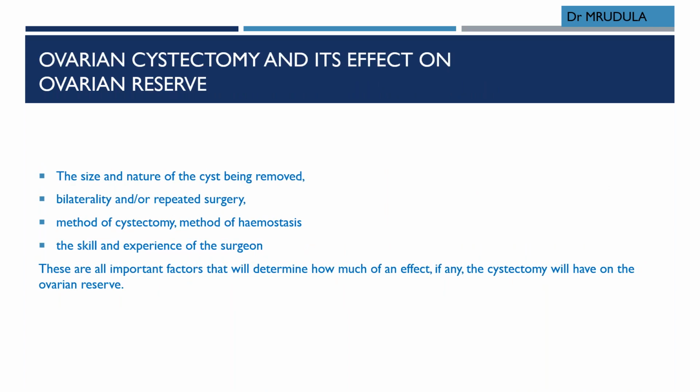So, ovarian cystectomy. Till now we have seen the different types of ovarian cyst and their effect on fertility. Now, if you are doing ovarian cystectomy, what is its effect on the ovarian reserve? This effect on ovarian reserve depends upon the size and nature of the cyst being removed, bilaterality or repeated surgery, the method of cystectomy and method of hemostasis you have used, and the skill and experience of the surgeon. These are all important factors which determine how much effect there will be on the ovarian reserve.